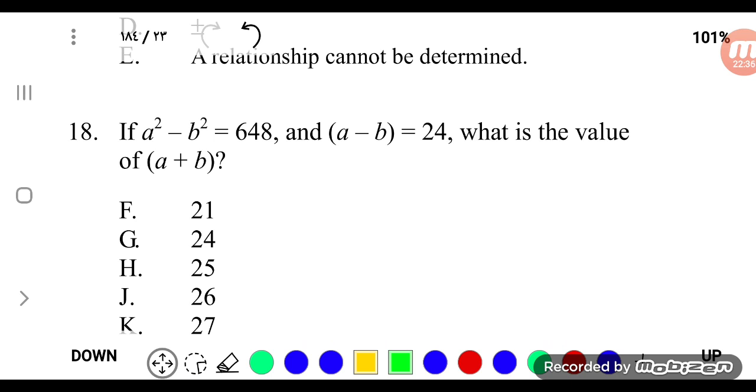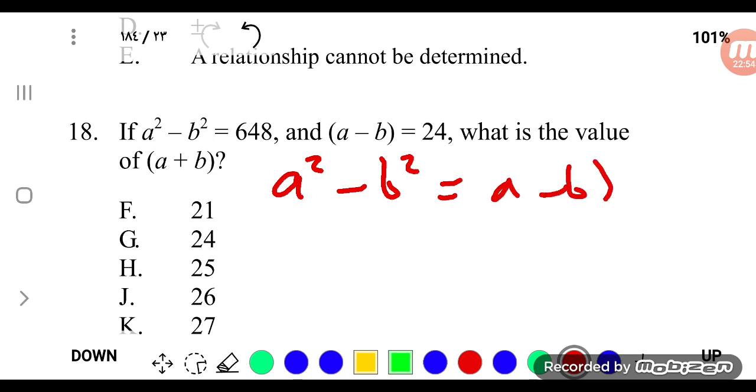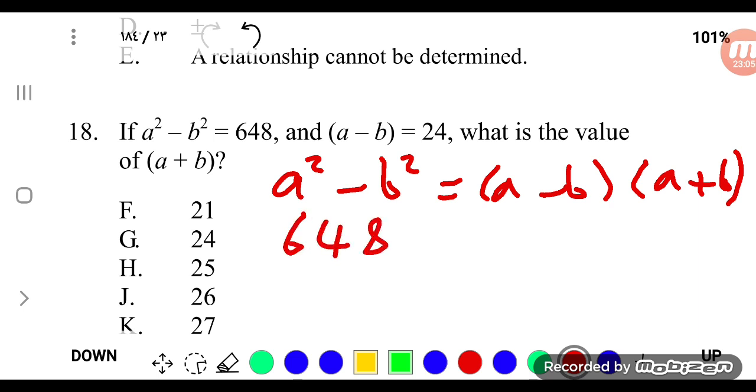Question 18. A squared minus b squared equals 648. We know that in algebra we have the identity a squared minus b squared equals a minus b times a plus b. So let's plug in 648, which is given to us here, and a minus b is also given to us, 24, times a plus b. That's what we have to find.